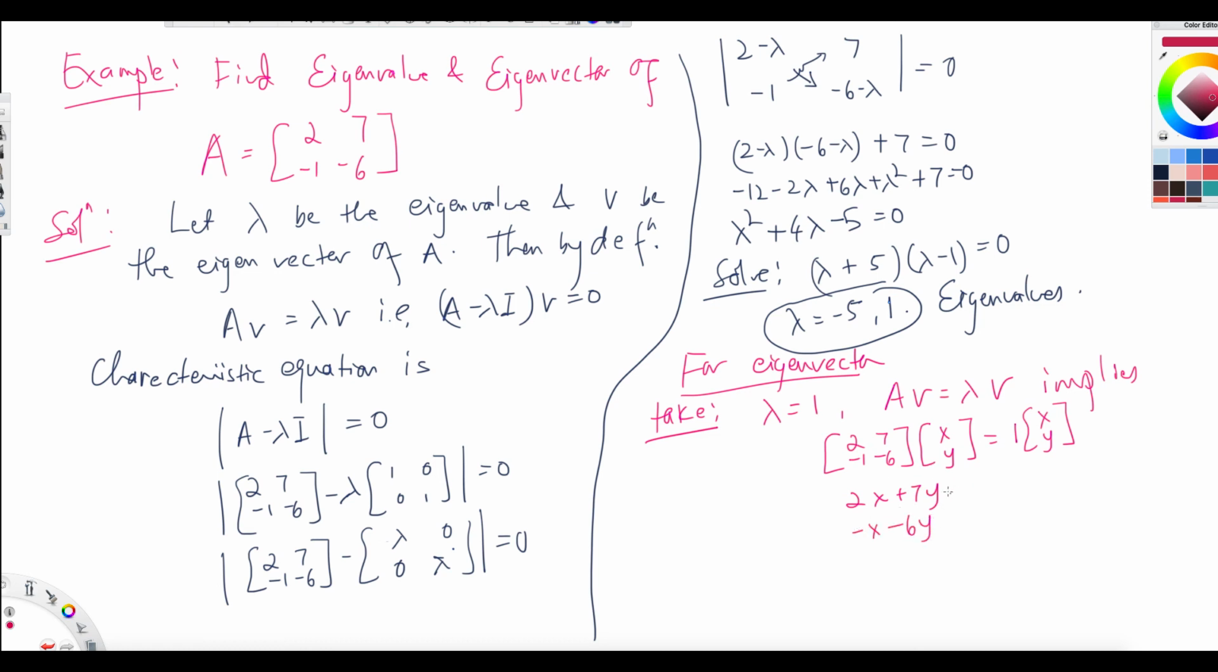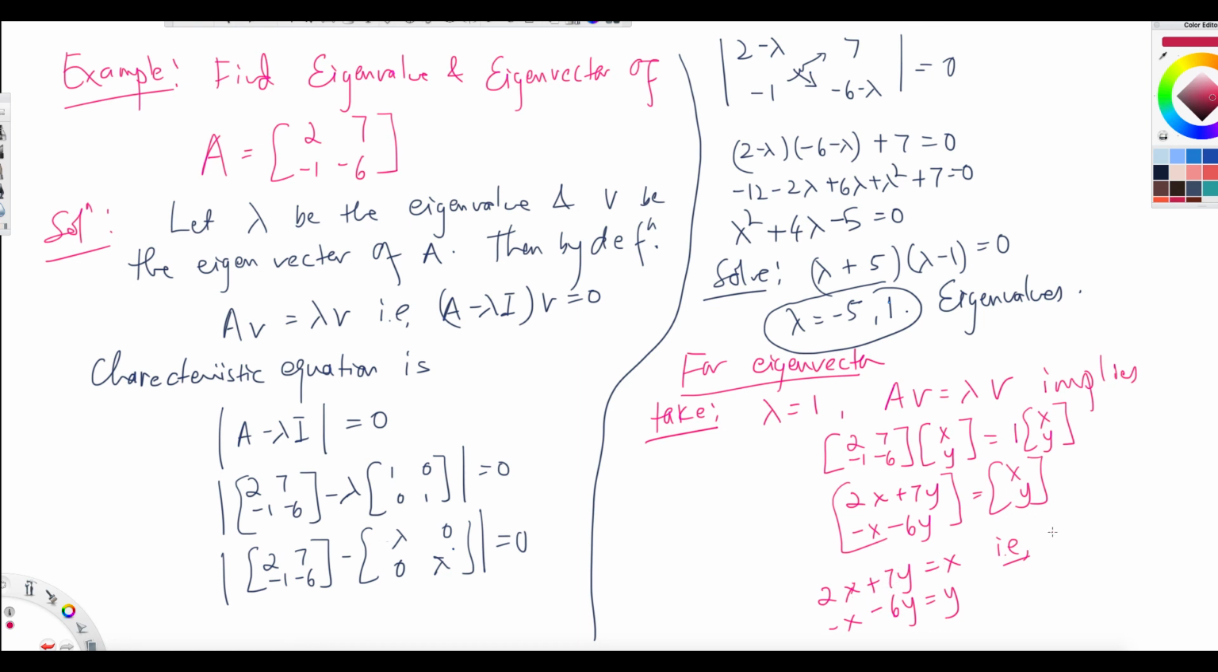You see that on the left, and on the right you will get 1 times x is x, 1 times y is y. Now see, these two matrices are equal, so the first one must be equal to the first one, the second one must be equal to the second one. What do you get? 2x plus 7y equals x, and then negative x minus 6y equals y. You see that?